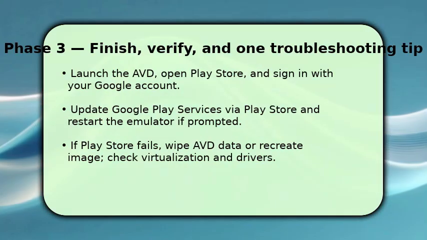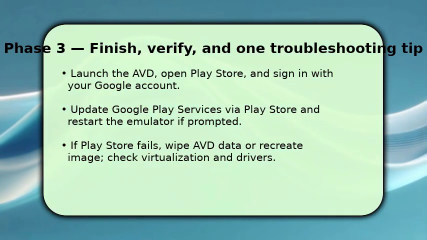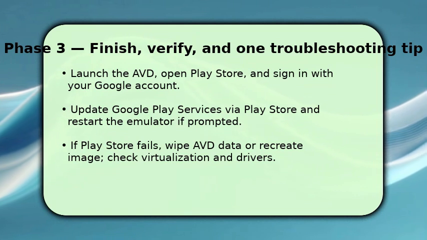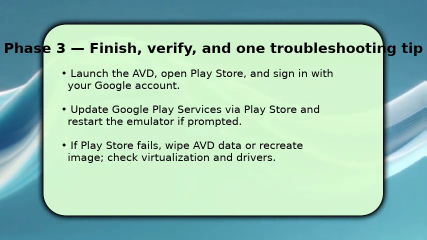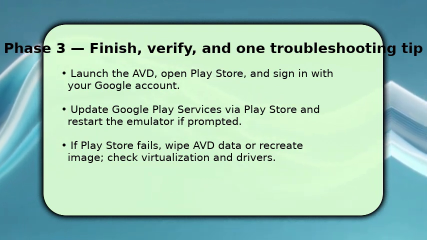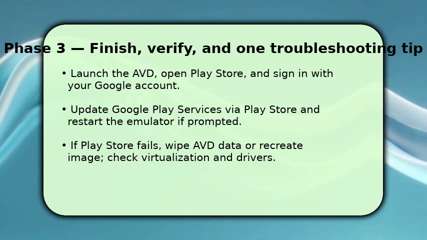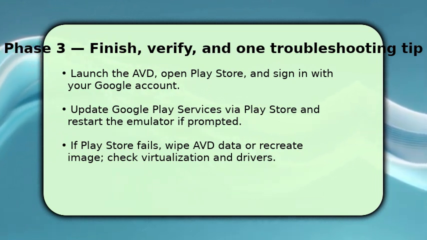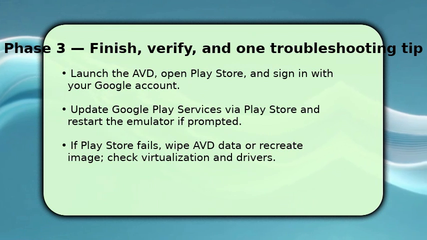Now launch the AVD and open the Play Store. You will sign in with your Google account the same way you do on a phone. Once signed in, update Google Play services and any system updates from the Play Store, then restart the emulator to apply changes. If an app needs testing, install it from Play or sideload an APK.